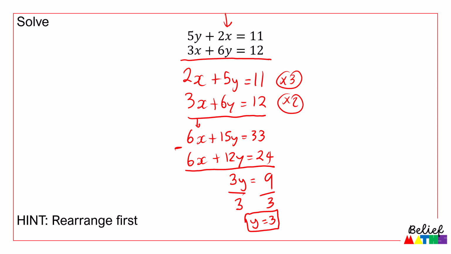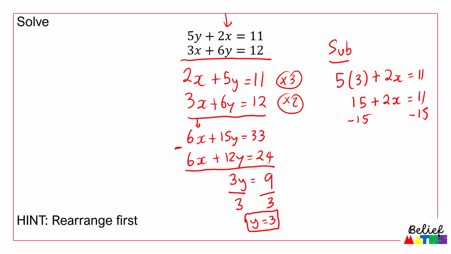To finish off this final question, we're going to substitute it back in. Again, we've worked out y, so if we sub it into our first equation, 5 times 3, remember our y is our first term in this case, plus 2x equals 11. That means 15 plus 2x is equal to 11. Subtract 15 from both sides, and you get 2x equals negative 4. Dividing both sides by 2, x equals negative 2.